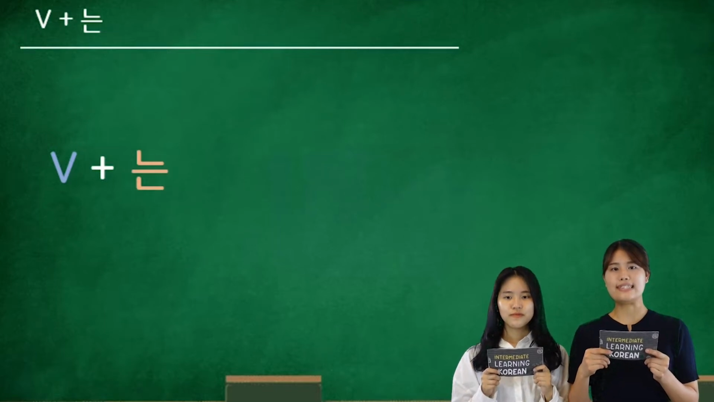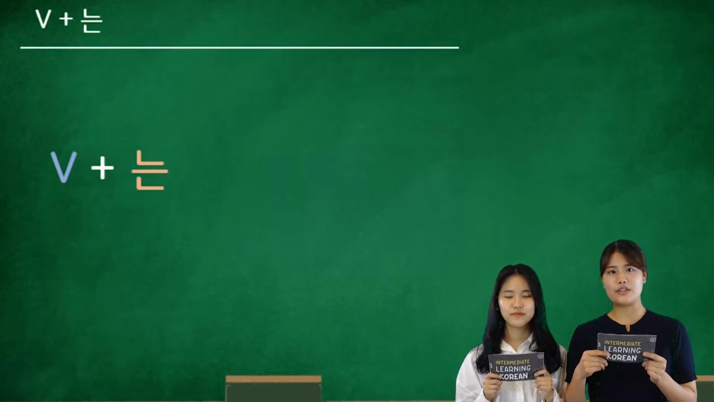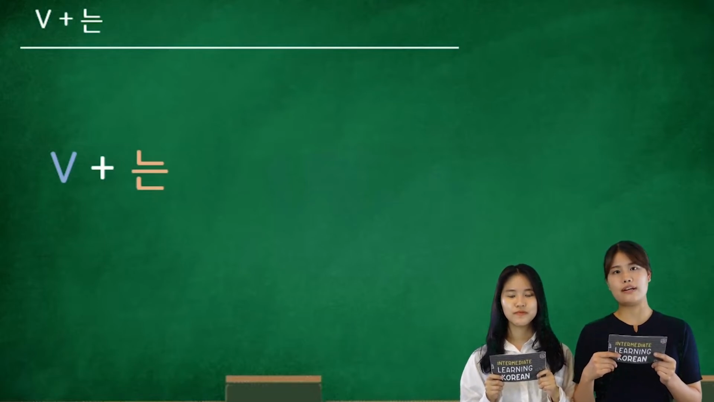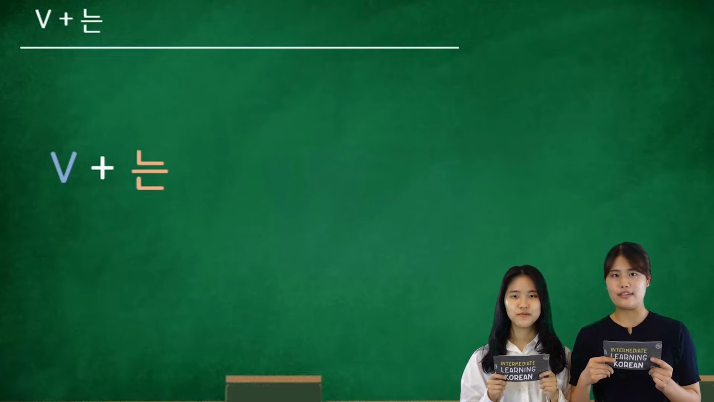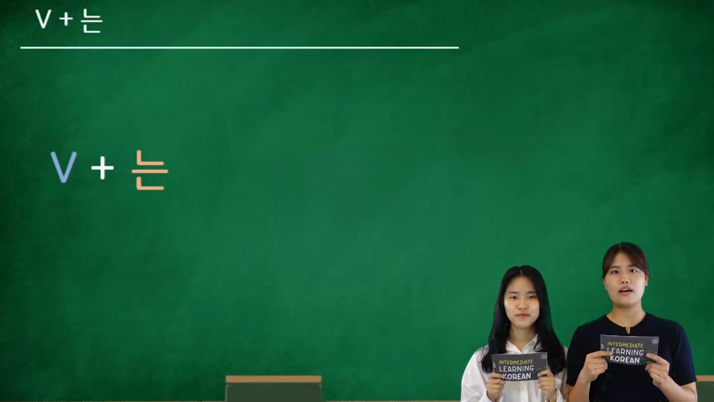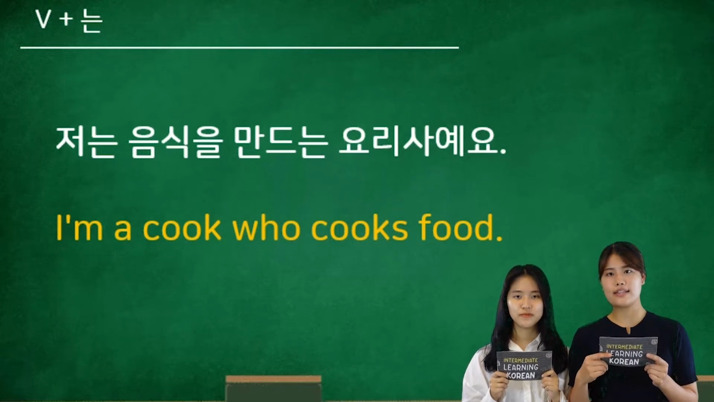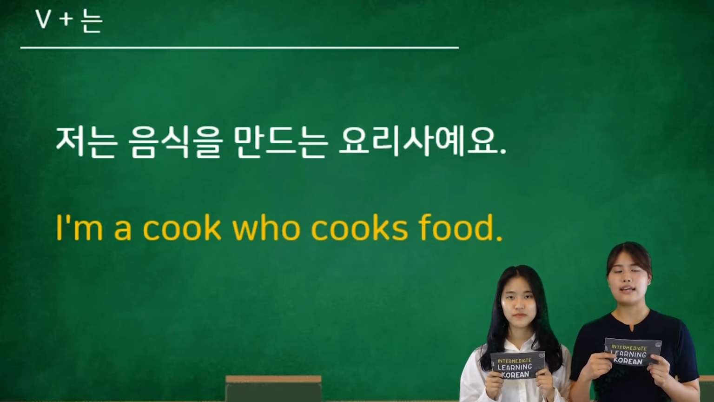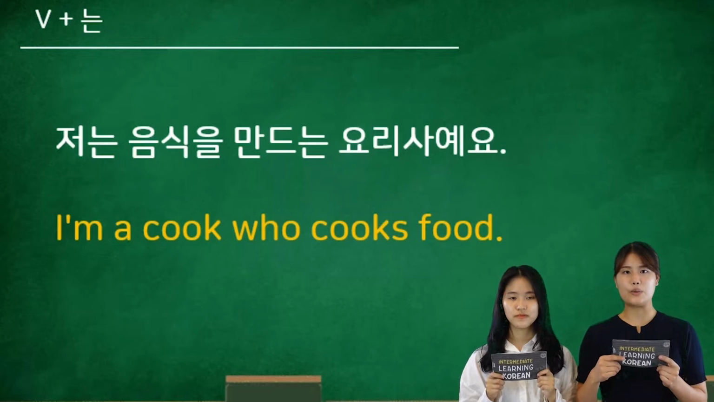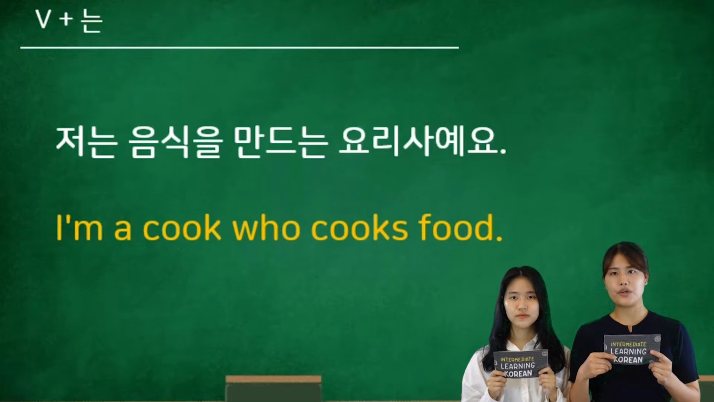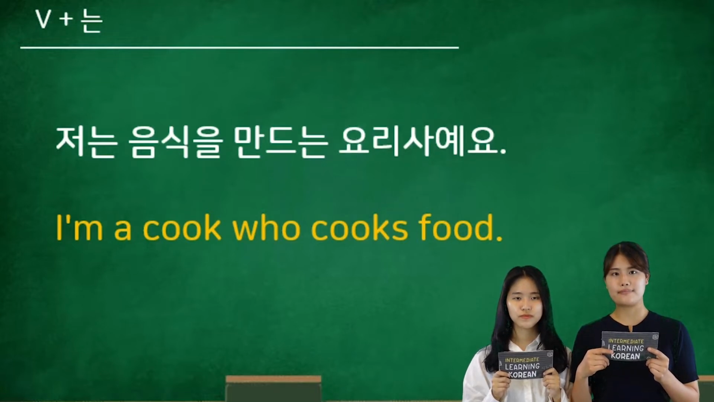Let's review about 는. 는 is used after the stem of a verb. It also modifies the following noun. And it shows an event or action occurring in the present. For example, there is a sentence such as 저는 음식을 만드는 요리사예요. The meaning of this sentence is I'm a cook who cooks food.